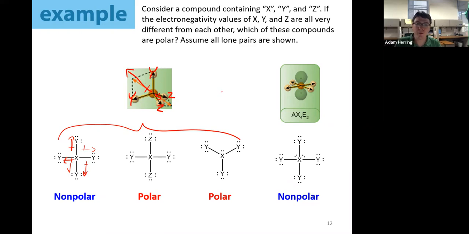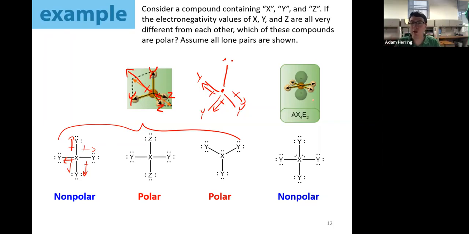Either way, as long as they're vastly different from each other, we're going to have a polar molecule. For the third one, we have a case where we have a set of lone pair electrons. That lone pair of electrons does not have its own bond dipole. Therefore, when we look at the bond dipole of the molecule, we see that they will cancel each other out from left to right, but there's a net dipole down.